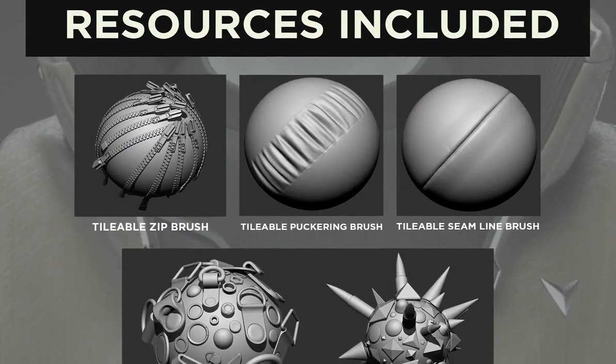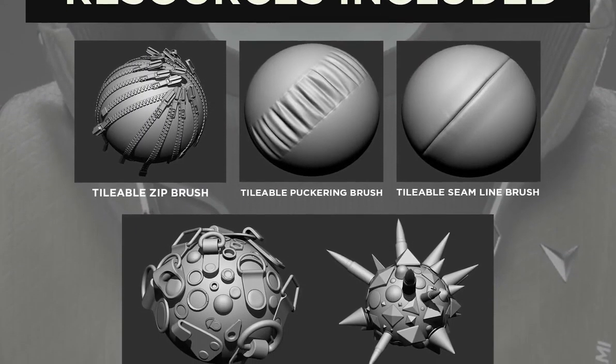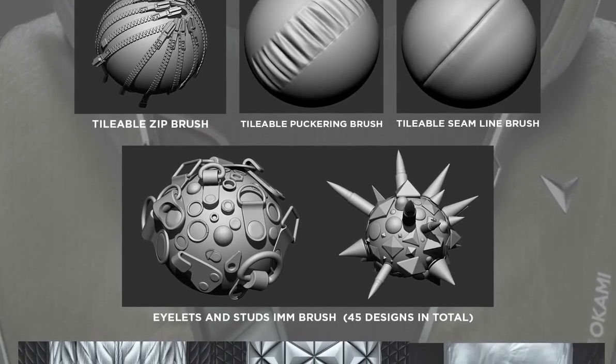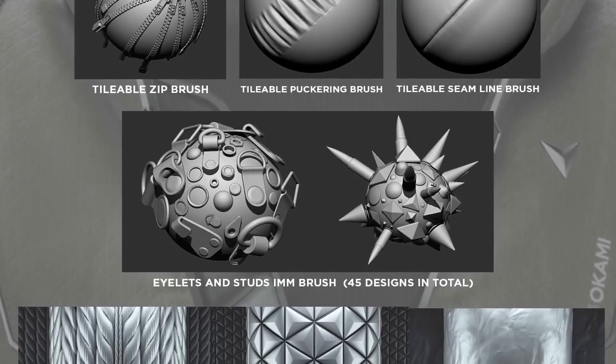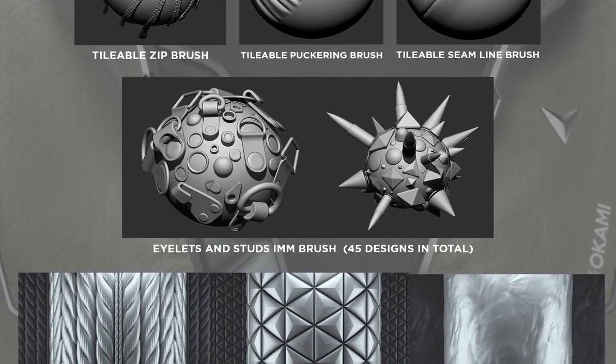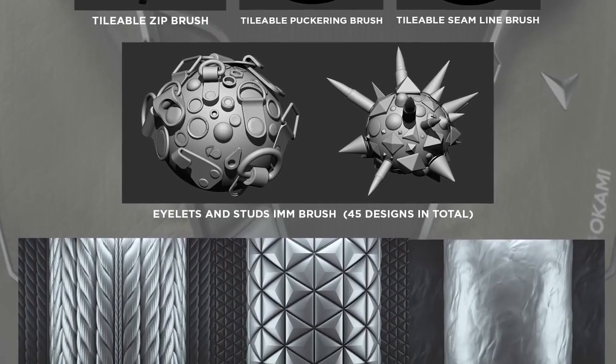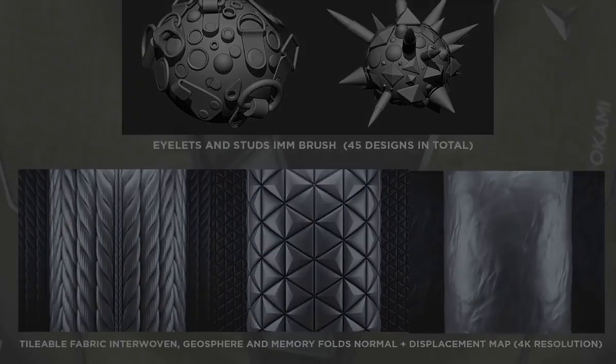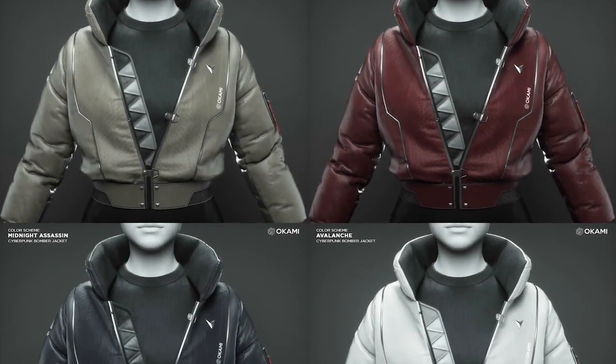And on top of that, instead of just giving you knowledge, I'm also supplying you with some resources that you can use with future garments. So like I mentioned earlier, I'm adding accessories in ZBrush, which means there's going to be additional resources like the eyelets, the studs. There's going to be tileable patterns that you can also use with your garments. So you're getting resources and knowledge throughout this entire course.